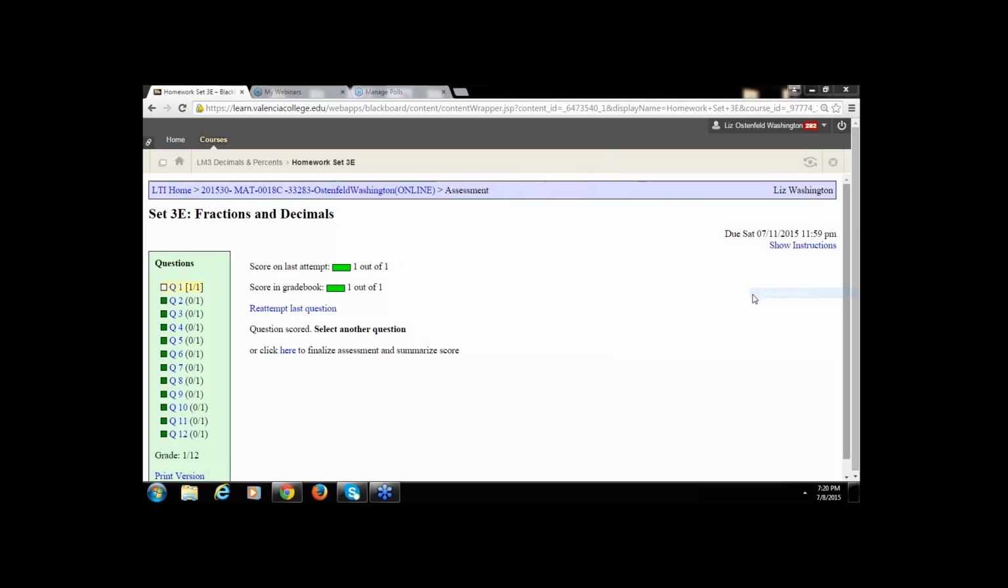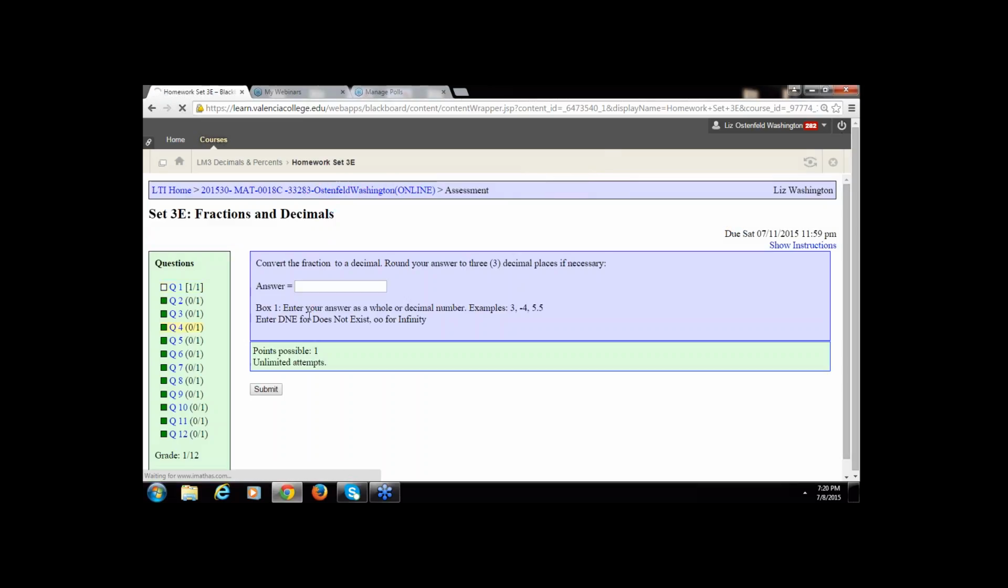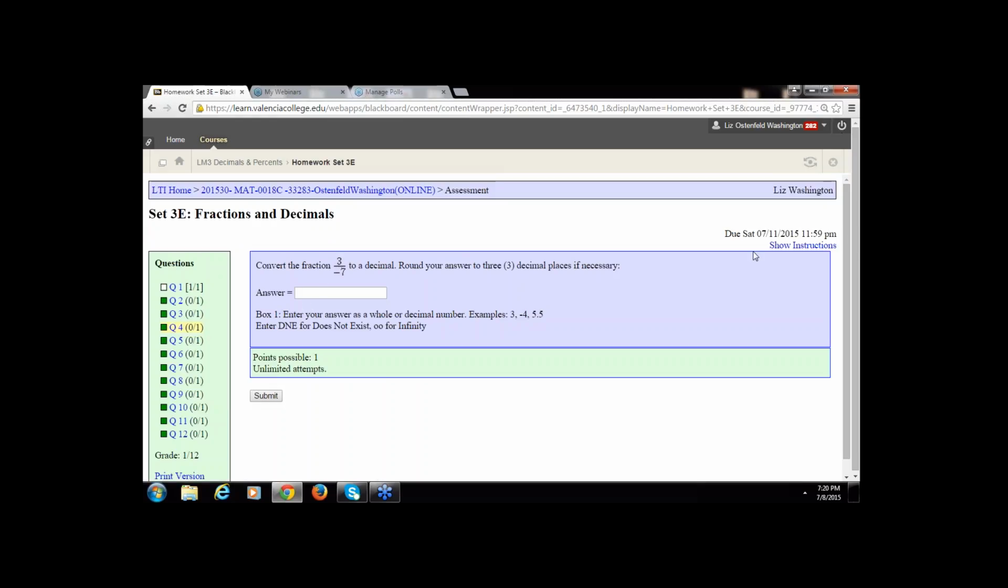Okay, so I'm just going to skip around a little bit. Here it wants us to convert the fraction -3/7 to a decimal. Round your answer to 3 decimal places. In order to convert a fraction to a decimal, essentially what you need to do is just divide. So this is 3 divided by 7. Technically the whole number 3 has a decimal after the 3. Again, I always like to put my decimal up in my answer first, so I don't have to try to figure out where to put it later.